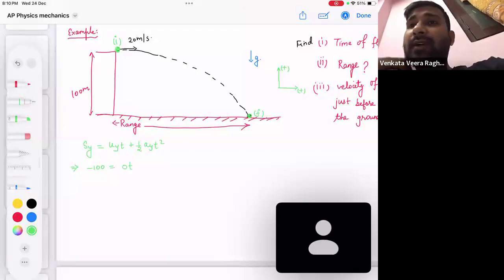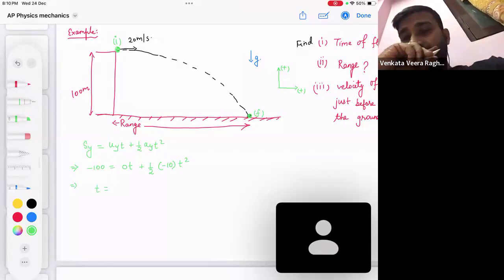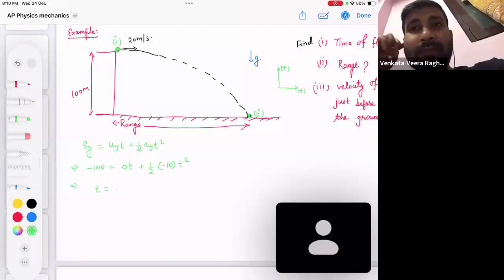Do we have initial velocity y component? No, it's exactly horizontal. So initially y velocity 0 plus half. What is the acceleration in y? Minus g into t square. Okay, so if you simplify, what are we going to get? Under root of 20 we are going to get it.